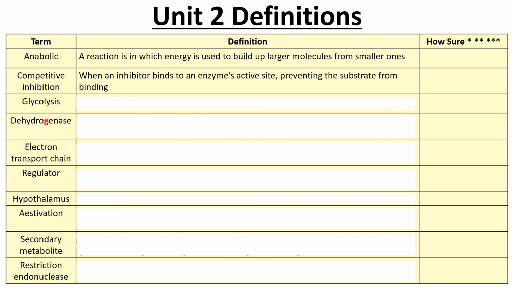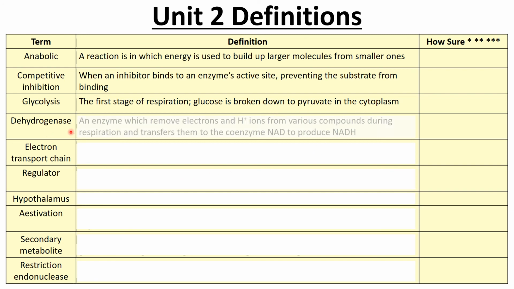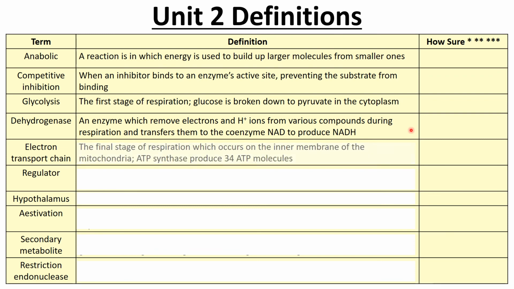Glycolysis, so now the next 3 are going to be from respiration. That is the first stage of respiration, and it's when glucose is broken down to pyruvate in the cytoplasm. Dehydrogenase is an enzyme, and it removes electrons and hydrogen ions from various compounds during respiration, and when it does this, it turns NAD into NADH. And remember, NADH goes on to carry hydrogen ions to the electron transport chain, which leads us into the next one.